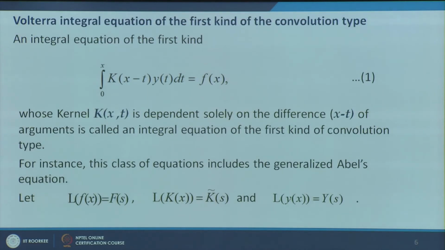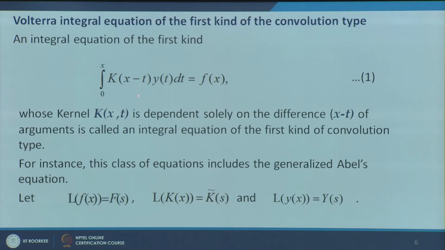Now, let us go to the Volterra integral equation of the first kind of the convolution type. So, here let us consider an integral equation of the first kind, the integral from 0 to x of k(x minus t) psi(t) dt equal to f(x), where psi(t) is the unknown function, and f(x) and the kernel k(x minus t) are known. Where the kernel k(x,t) is dependent solely on the difference x minus t of the arguments, it is called an integral equation of the first kind of convolution type.